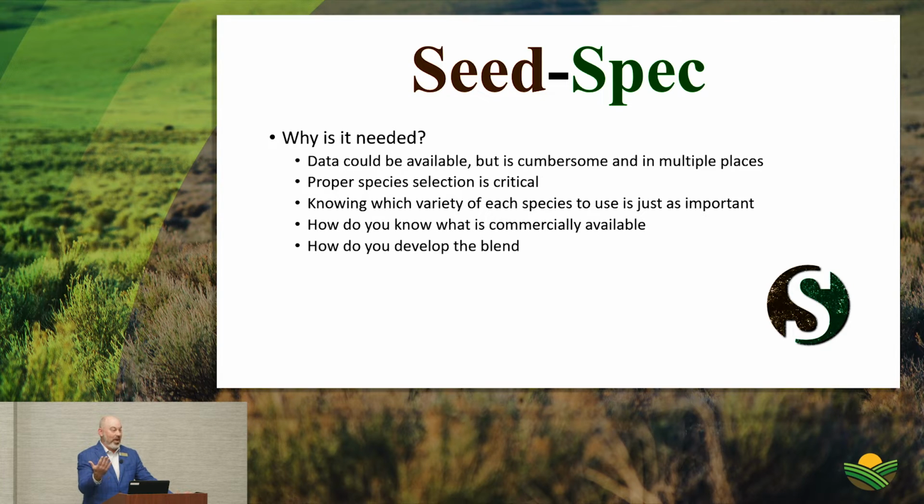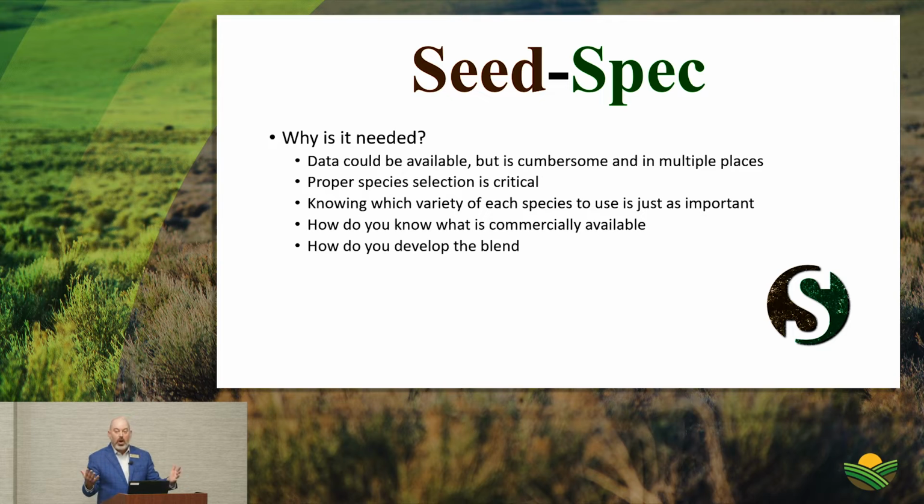So, okay, I've got my species list. I don't know what on that list is commercially viable. There could be a list of 80 different species, and I go through there, and I'm like, it's great. I'm going to put a little bit of this in there and a little bit of that. I love that plant. Put a little bit of that in there, and you go to your seed dealer, and they say, well, we've got 2 of these.